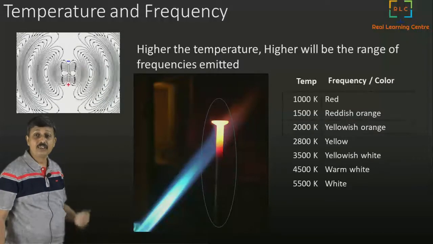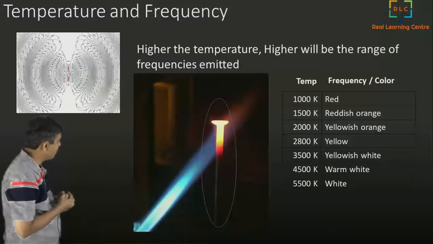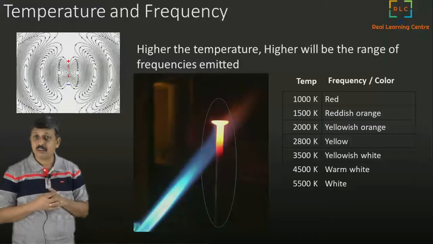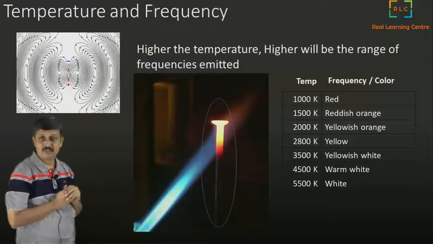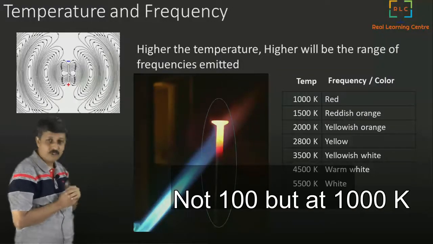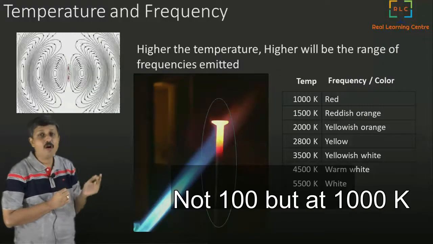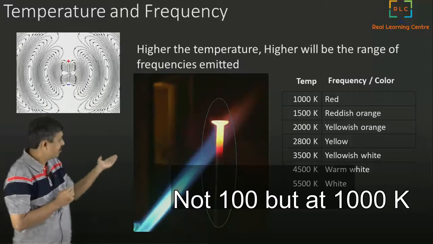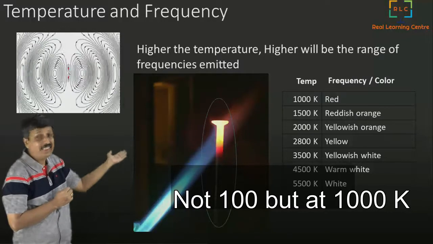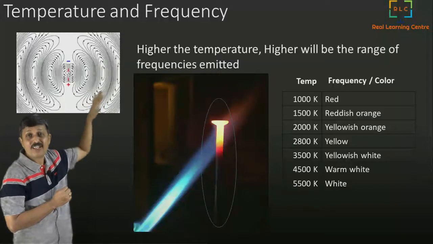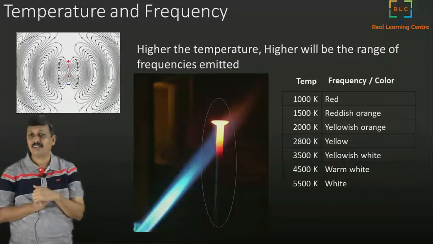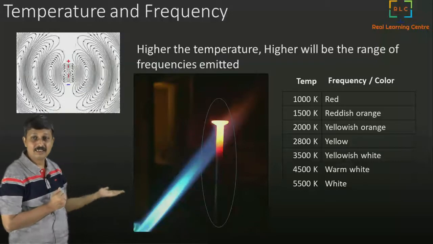People have discovered or figured out that at 100 Kelvin you get red color. Okay. So somewhere at the bottom you can see red color. As you go up, the temperature is increasing. So after that you see reddish orange, then you see yellowish orange, then you see yellow, then you get yellowish white. Like that it keeps changing. So as the temperature increases, colors keep changing like that.